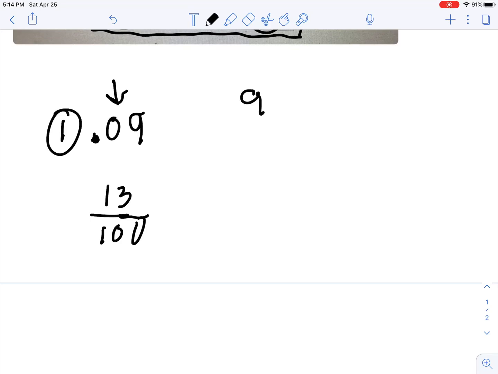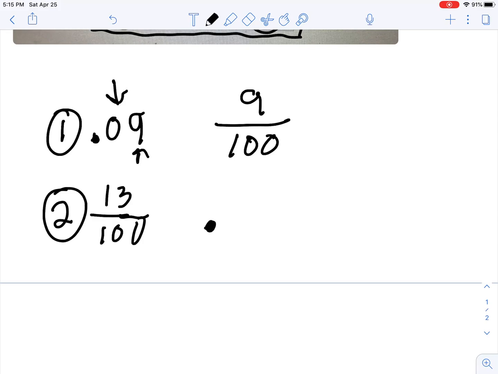So how would I pronounce 0.09? Well, I just pronounce it 9. And how do I know what the denominator is? Well, it's where your number ends, the place value where your number ends. So my 9 is in the hundredths place, so I put it over 100. All right. Why don't you do number 2 and write 13/100 as a decimal?